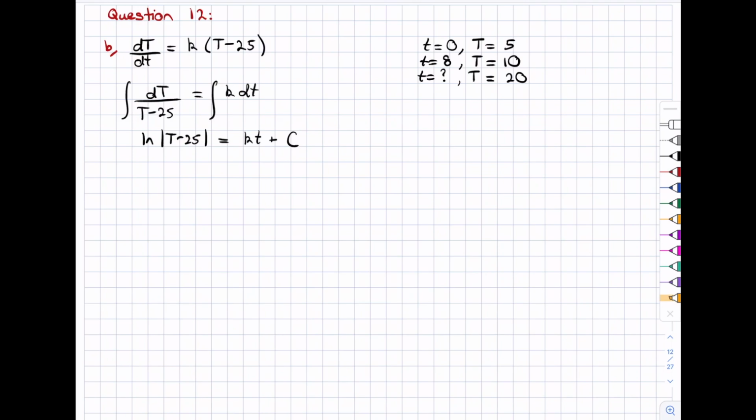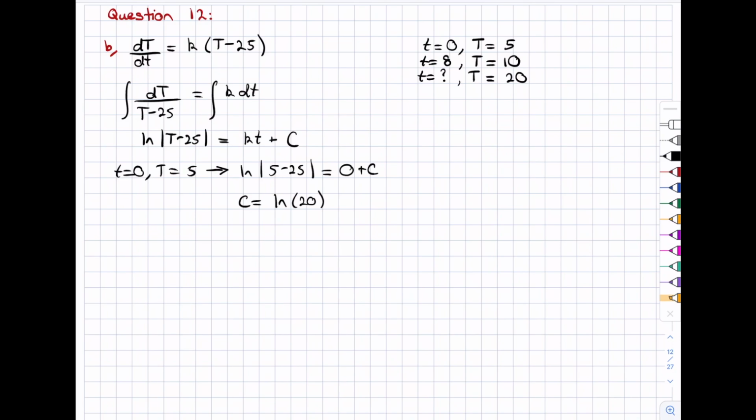So I'm going to use my first one here. When t is equal to 0, capital T is equal to 5. I'm going to sub that in, and I'll get the log of |5 minus 25|. And here you can see why I really need to have the absolute value sign, because if I didn't have absolute values, I would be subbing in 5 minus 25, which is negative 20, into the log function. Without the absolute values, that would break, but the absolute values make it possible. And this is going to be equal to, this will become 0, because lowercase t is 0, plus C. And so I get that C is equal to log of 20.